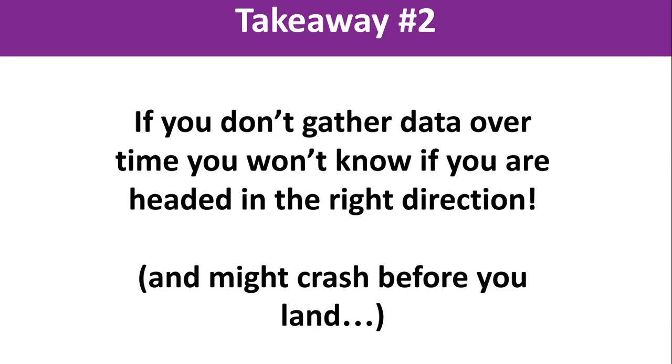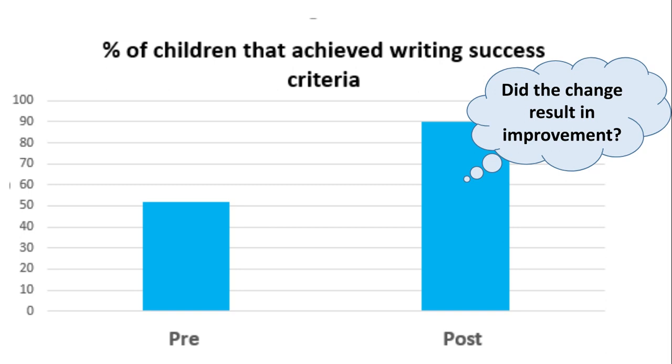If we don't measure data over time, we might jump to the wrong conclusions. Here's an example of this. Here's a bar chart demonstrating the percentage of children that achieved writing success before and after a change. Does this show improvement? Did the change result in improvement? Whilst it does appear to show improvement, it doesn't tell us the whole story. Data can look good and often better when looked at this way, but might mask the areas that are not really performing. We can often under or overreact to the single or most recent data point.